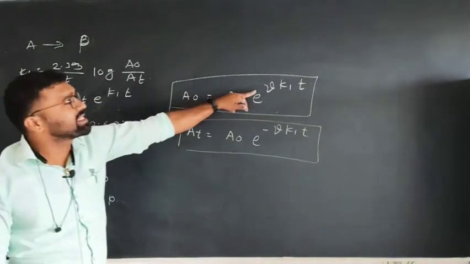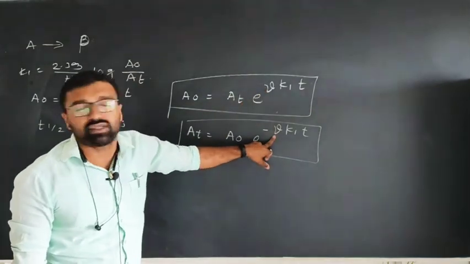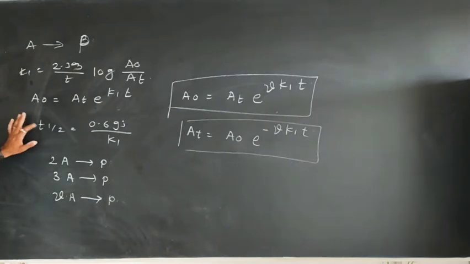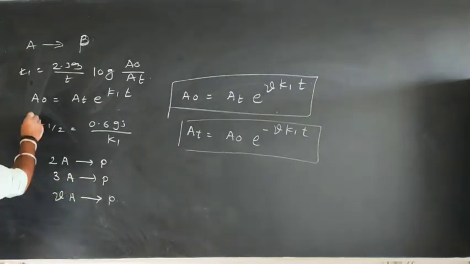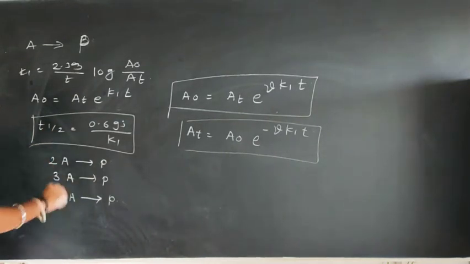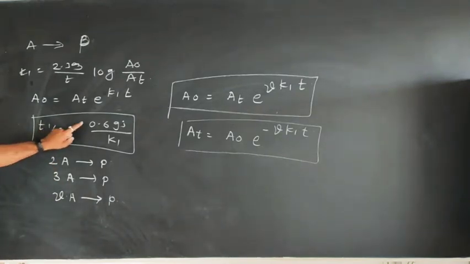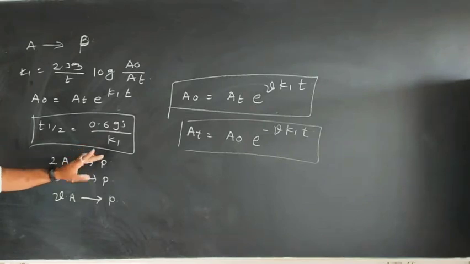If 2a is given, stoichiometry 2 will come here; if 3a, stoichiometry 3 will come. Okay, no problem. What about the half life period? The general half life period for the first order reaction having stoichiometry or coefficient equal to 1 is t half is equal to 0.693 upon K1.